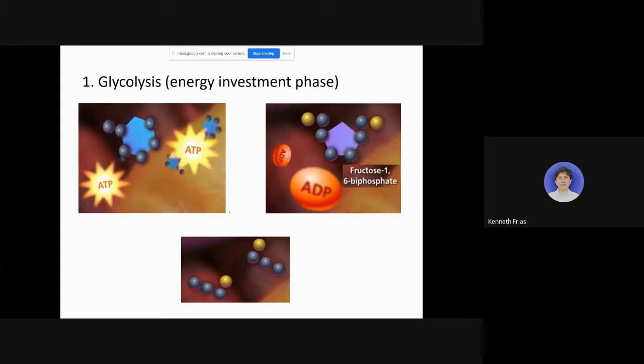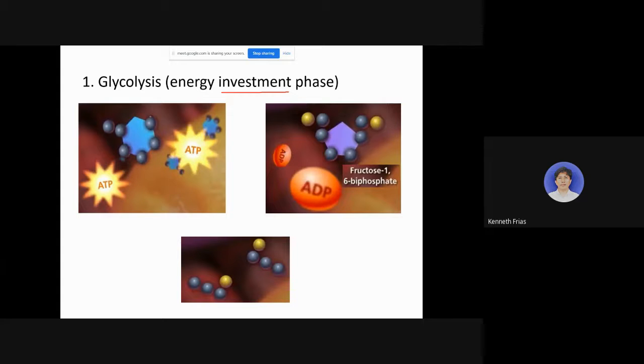So this is how glycolysis happens. So remember, glycolysis is the very first stage of cellular respiration. It happens in the cytosol, in the cytoplasm of the cell. Now, there are two basic phases happening in glycolysis. First, there is what we call the energy investment phase. What is this energy investment phase?